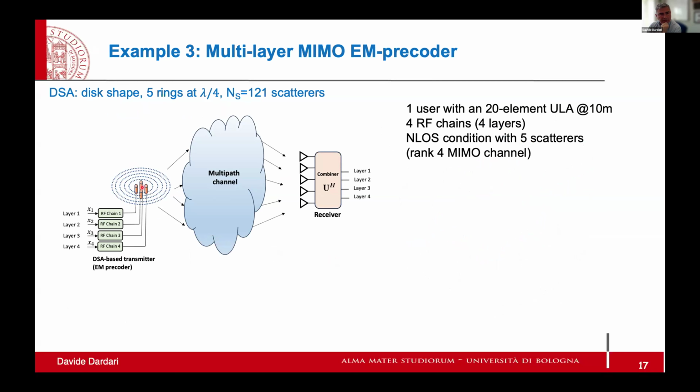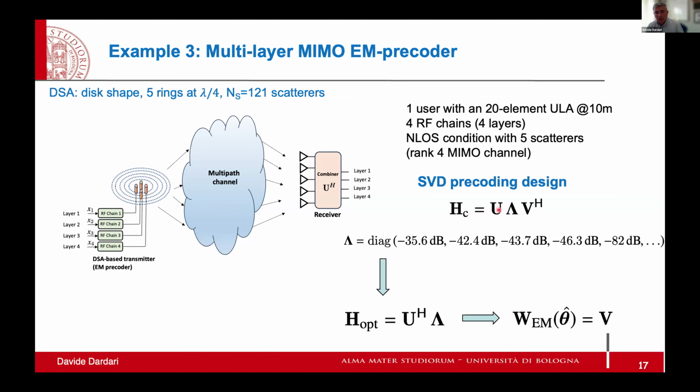But now we have 4 active antennas because we're supposed to have a multiple channel with rank 4. You know that from MIMO theory, if the rank is 4, we can obtain a spatial multiplexing of 4, so with 4 layers. In order to exploit it, what we need to do at the transmitter is precoding. Typical precoding is performed in the digital domain by means of matrix multiplication, which might have some complexity. Instead, here we propose to do it in the electromagnetic way. So we designed the DSA in such a way that the overall effect of this DSA is equivalent to the precoding matrix.